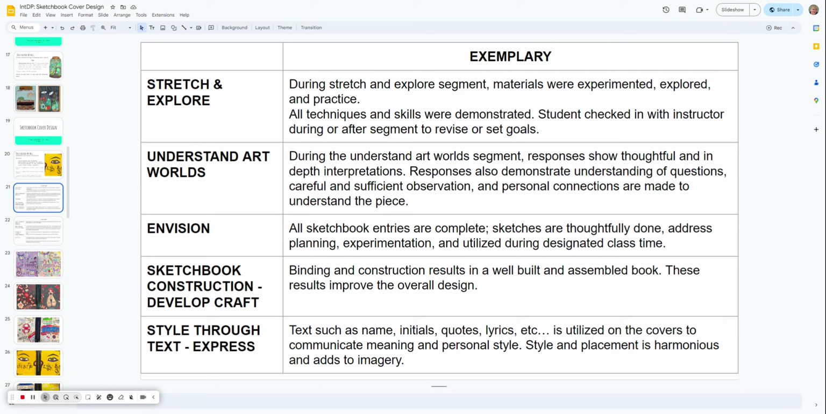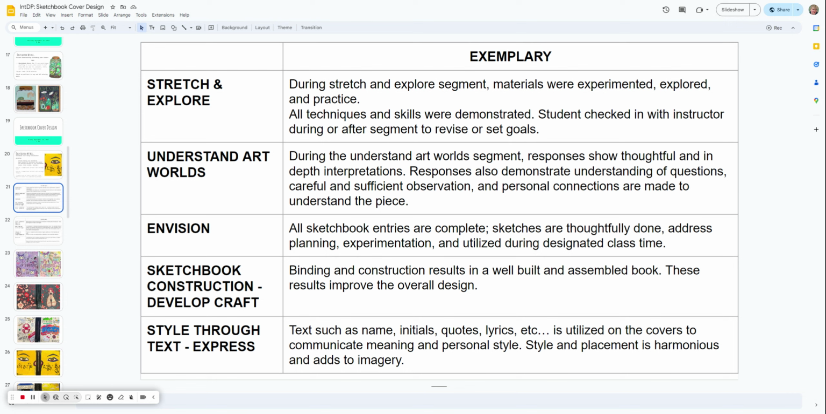For the cover design, it's going to be three project-specific criteria. First one is going to be style through text. So thinking of how to communicate personal style, personal interest. Text can be things such as name, initials, quotes, lyrics, really wide-ranging on this. The overall intention with that text should be communicating meaning and personal style within your covers.